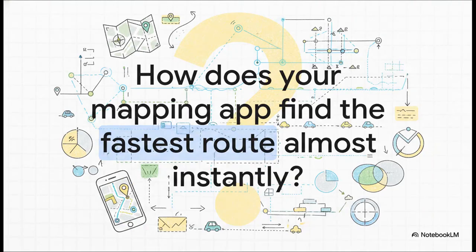I mean, really think about that for a second. You tap in a destination, right? And boom, in less than a blink of an eye, your phone has sifted through this massive web of streets, traffic data, and countless possible routes to give you the single best path. How on earth is that even possible?